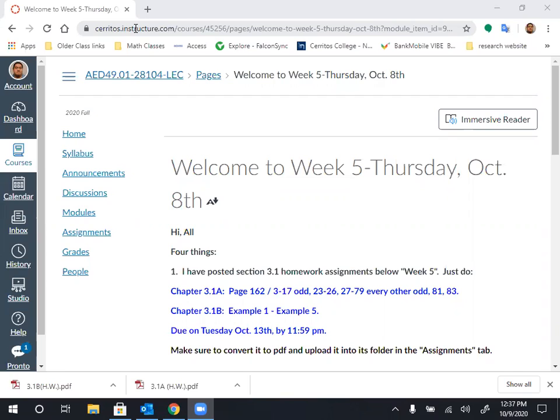3.2 is examples 1 through 5. That's pretty explanatory. So that means 3.2b or 3.1b is examples, and you're doing the first 5. So you're doing 1, 2, 3, 4, 5. That's what that means. Okay.